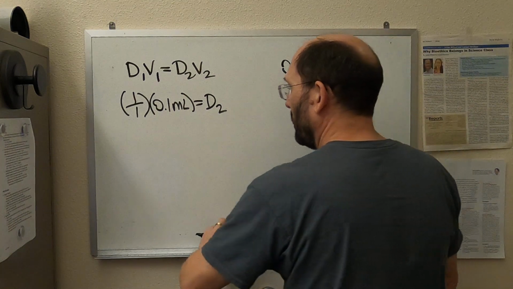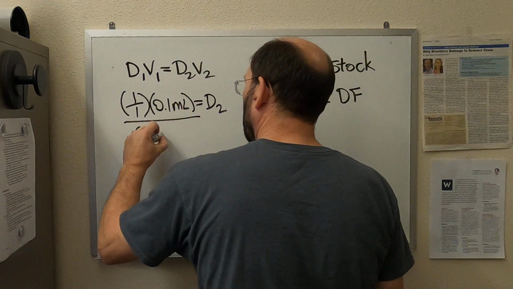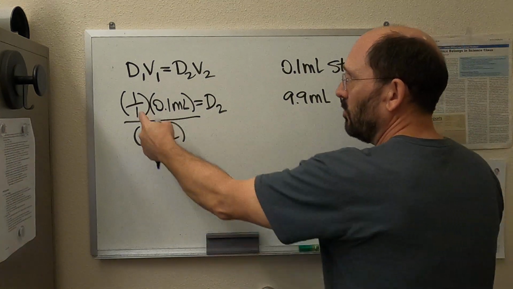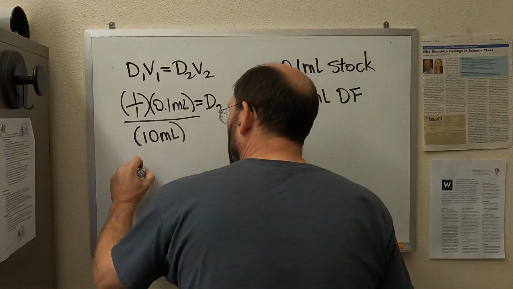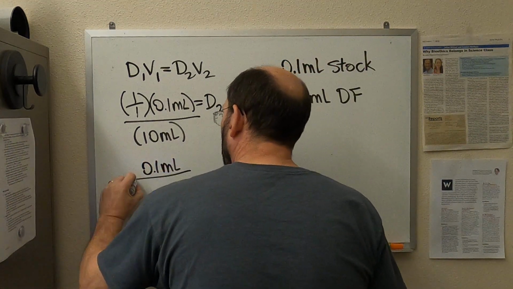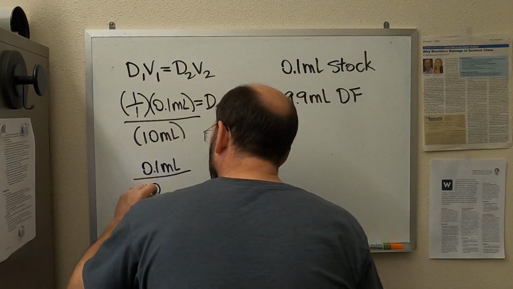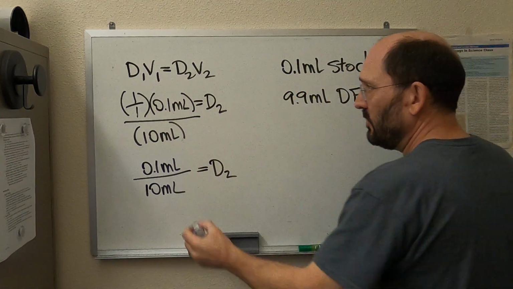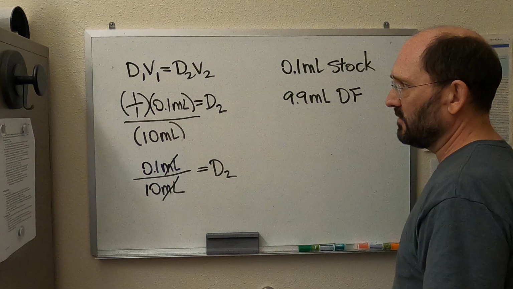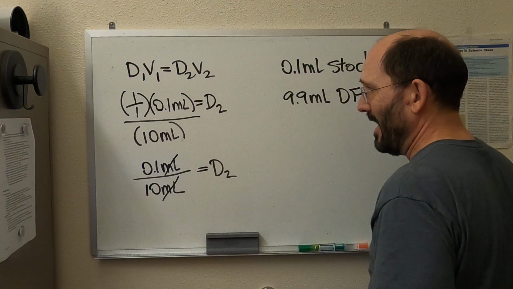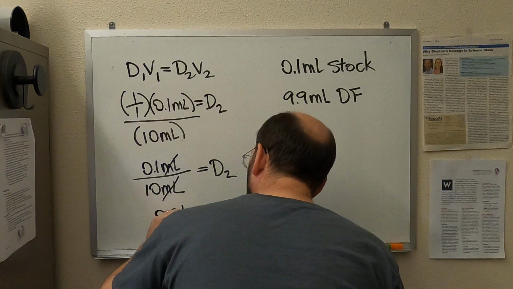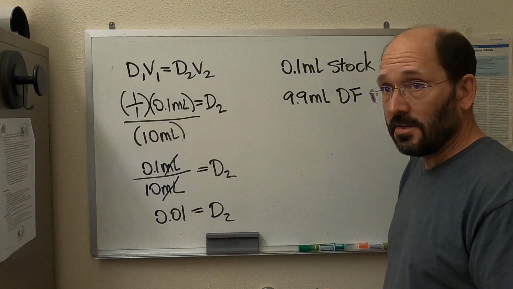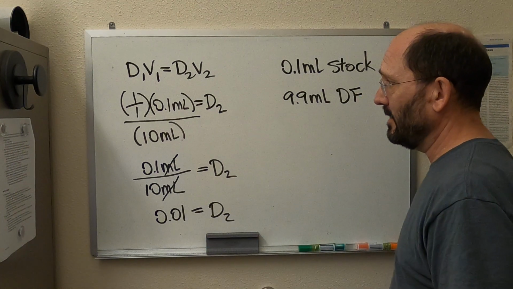We're going to do that here by dividing both sides of this equation by 10 milliliters. When we do that, we're going to end up with our 10 milliliters over here. Now we've got D2 by itself, and we can simplify this a little bit. 1 over 1 times 0.1 is going to be 0.1, and we still have our 10 milliliters in the denominator. These units will cancel, and now we can just finish doing the math. 0.1 divided by 10 is going to be 0.01, our D2. Notice that D2 is a unitless quantity.